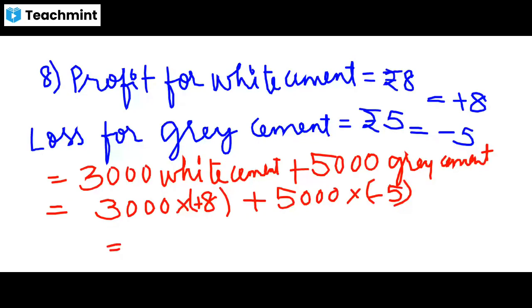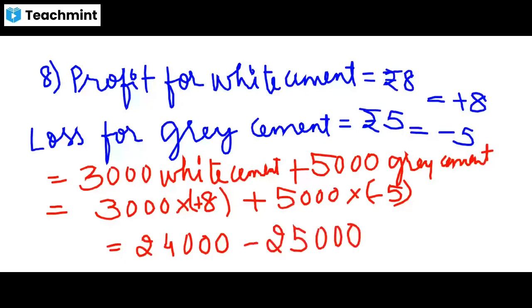3,000 into 8 is 24,000. Now whether it is profit or loss? 24,000 minus 25,000. What is the remaining? So 1,000.